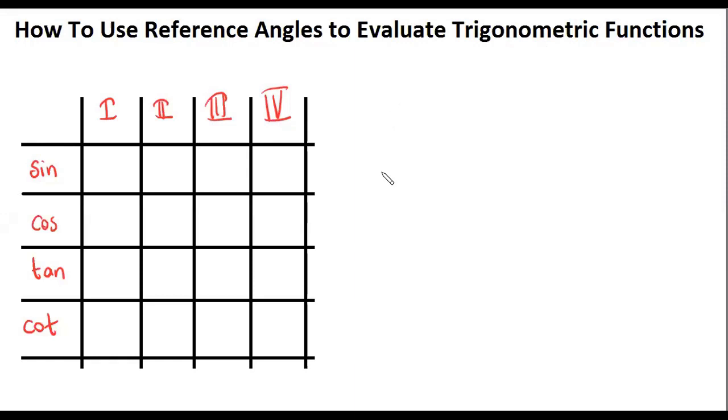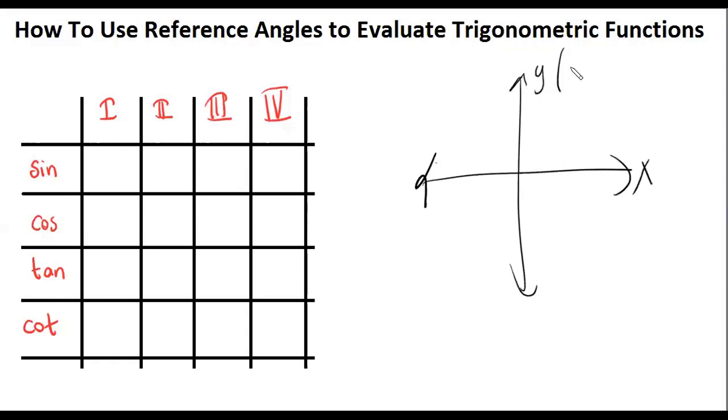So before we start, we should learn in which quadrant each trigonometric function is positive, and we are going to learn that for all the trigonometric functions. Okay, let's start with the first quadrant. Let's draw our x-axis and y-axis, and you know that y is also the sine axis and x is also the cosine axis. So the first quadrant is this quadrant.